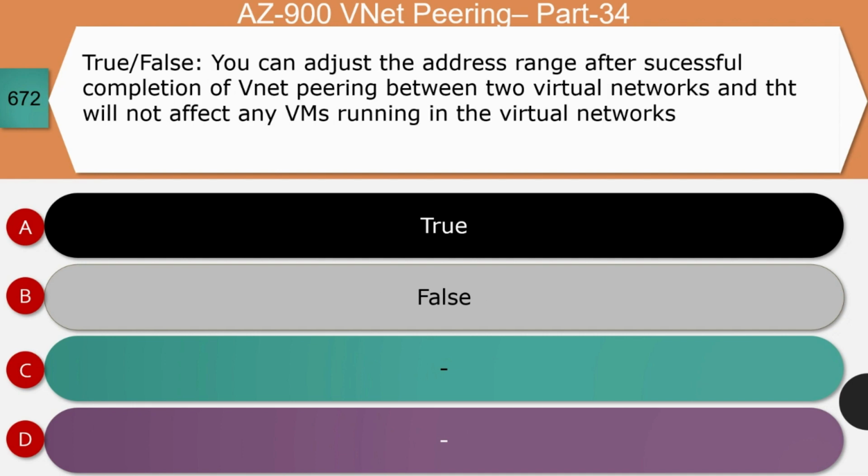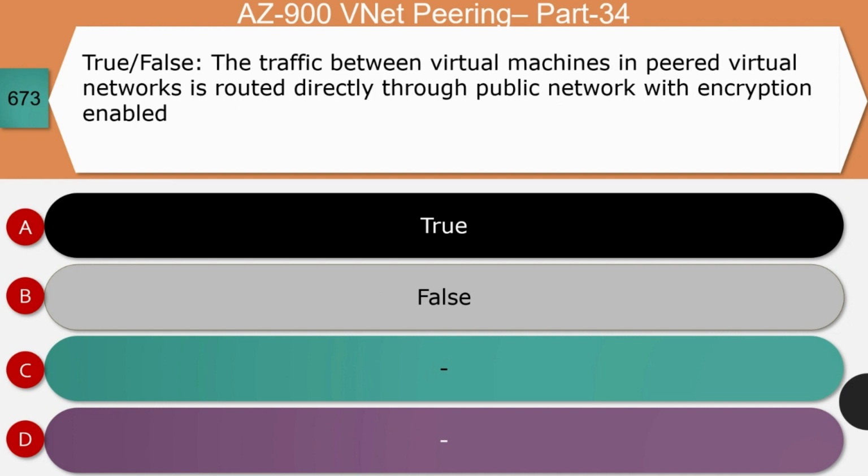Next question, true or false? You can adjust the address range after successful completion of VNet peering between two virtual networks, and that will not affect any VMs running in the virtual network. Is it true or false? The right answer for this question is false. Let's see the reason. Once a virtual network is paired with another virtual network, adding or deleting the address range is automatically disabled. And so option B is the right answer.